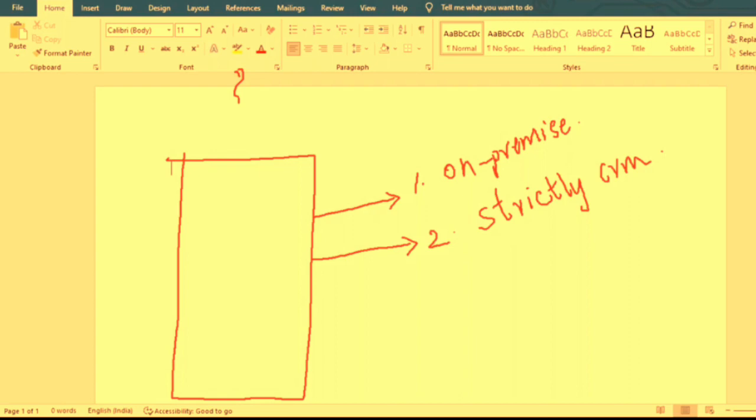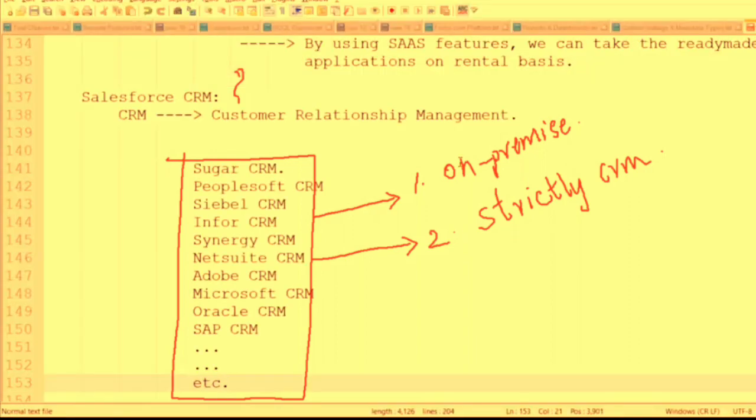In a similar way, these existing CRM applications are strictly CRM, which doesn't provide any platform to build your own custom applications. This is the second major drawback here. The third drawback is upgradation. What do you mean by upgradation?